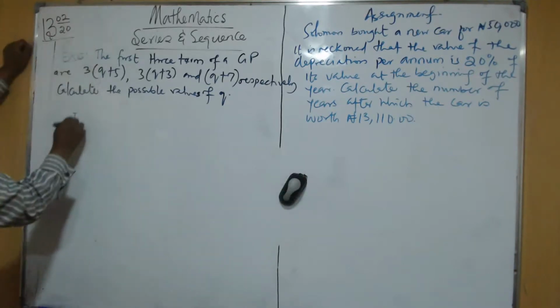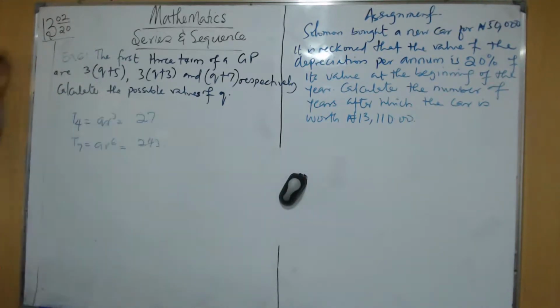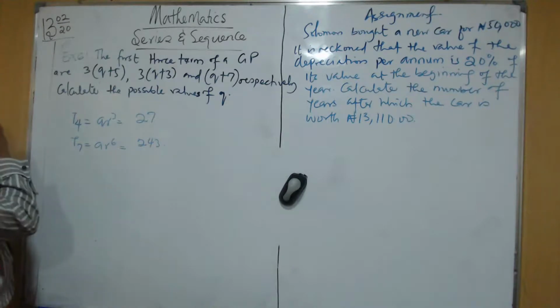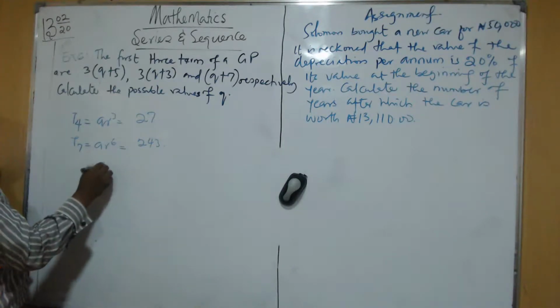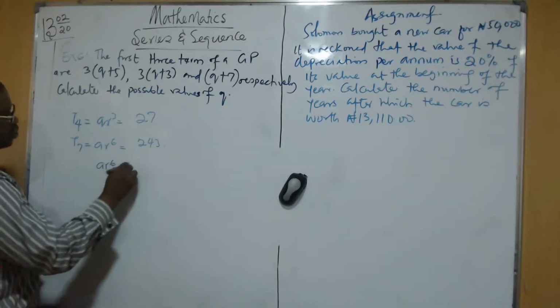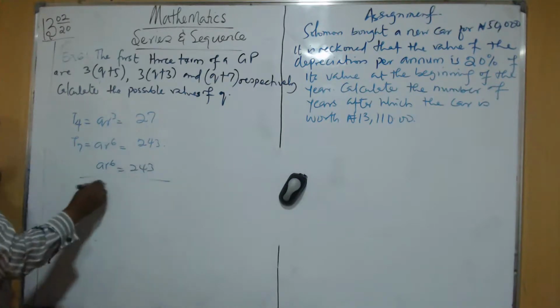Now we said T4, you have AR cubed, right? Then what is our A? What is our common ratio? Having known the formula of this now, what do we do? We just have AR to the power 6 equal to 243 divided by AR cubed.